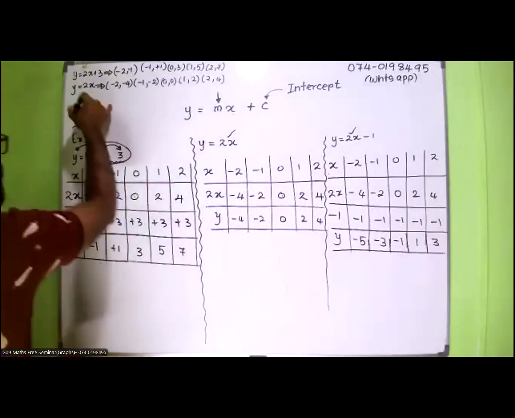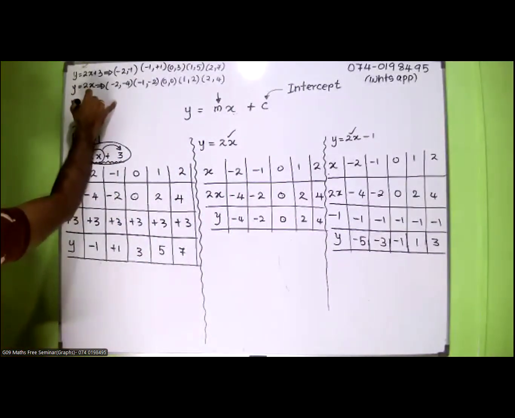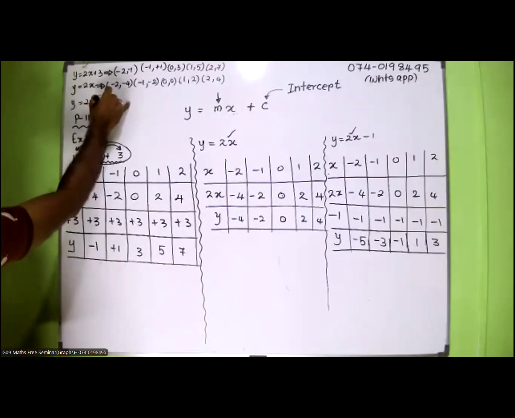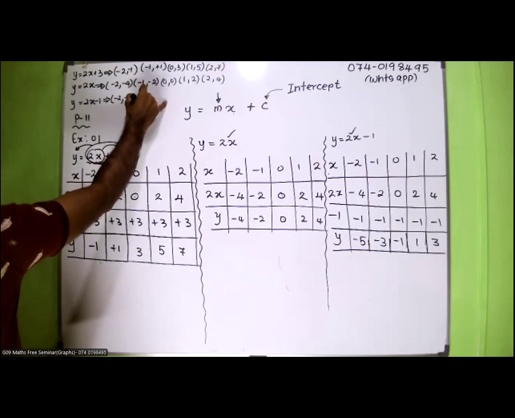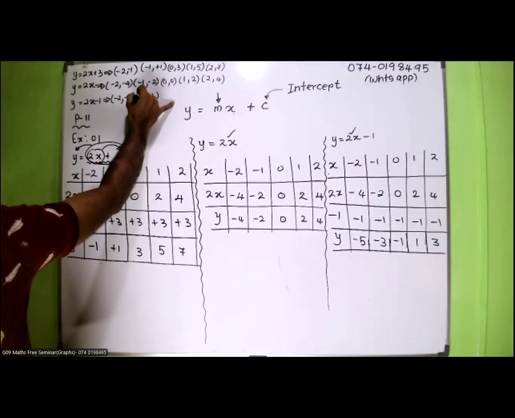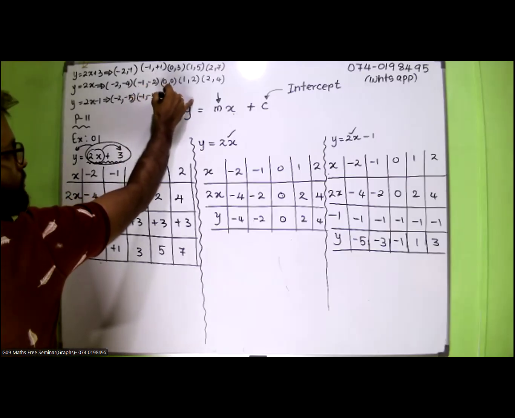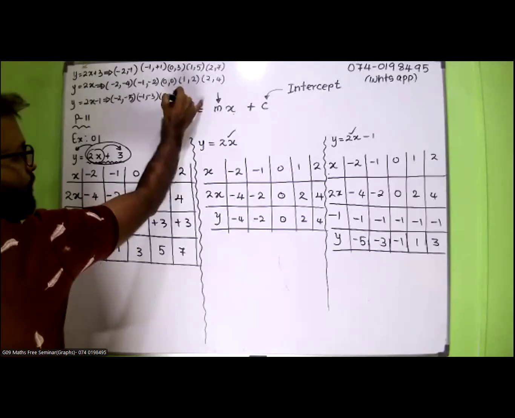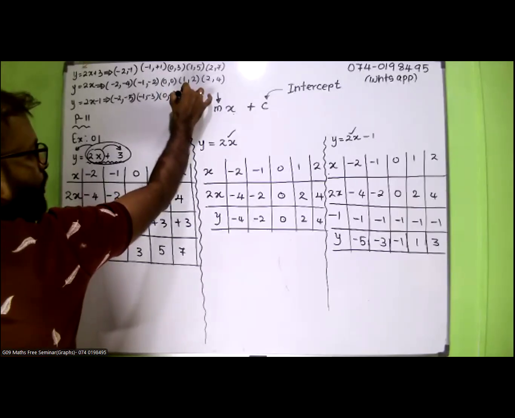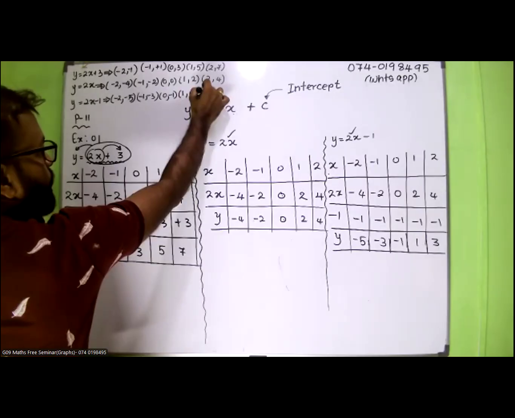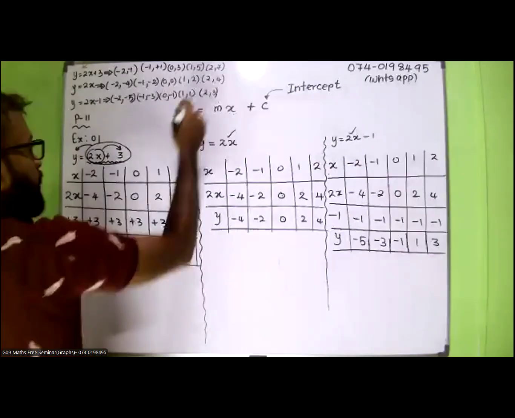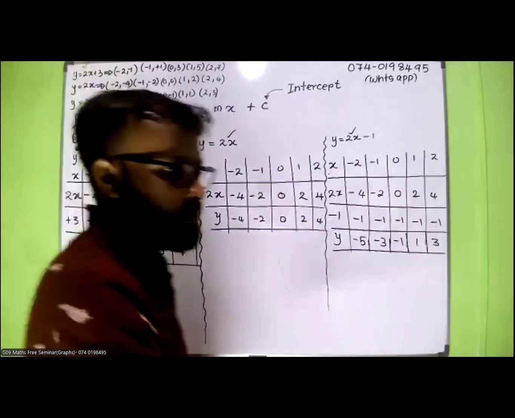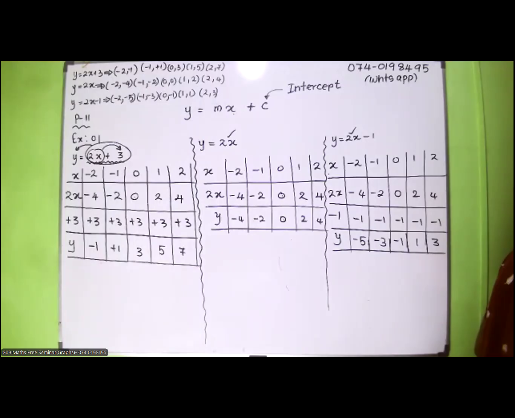So if I want to draw the y equals 2x minus 1 function, I need to have minus 2 comma minus 5, minus 1 comma minus 3, then 0 comma minus 1, then 1 comma 1, then 2 comma 3. So I hope now you have completed the tables.